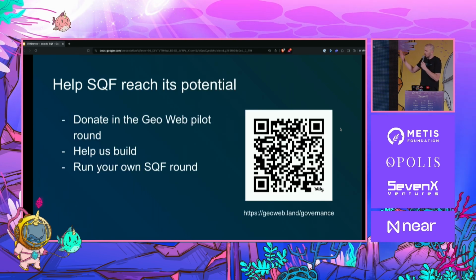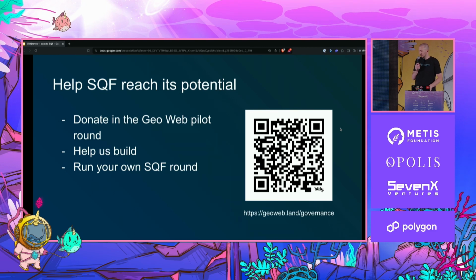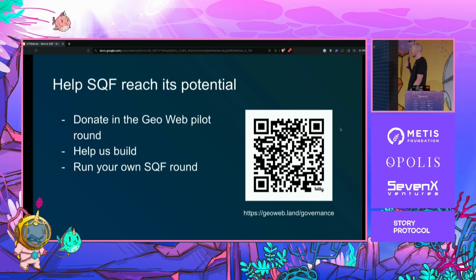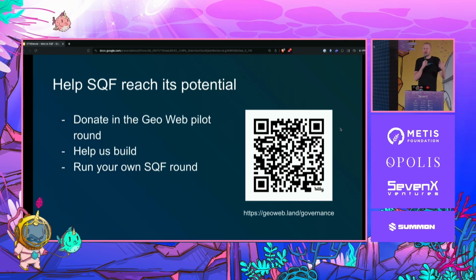And so we'll wrap up with a call to action for this. This big QR code is that link that I gave earlier, geoweb.land/governance. We need you to participate in this. We need to see what happens as we stress test this. More donations, more data. We got to figure out what happens in the pilot.